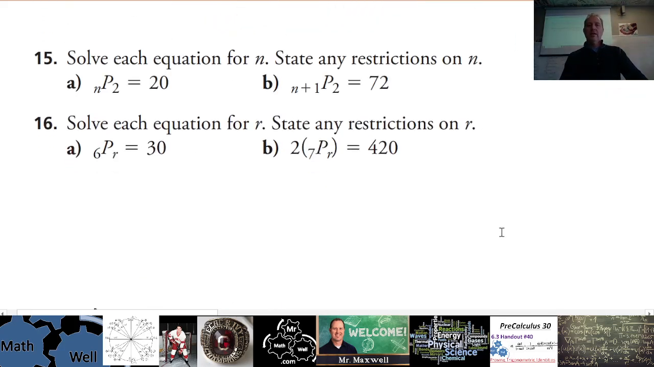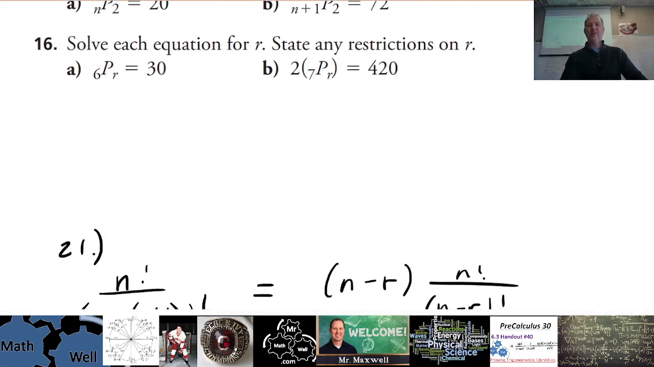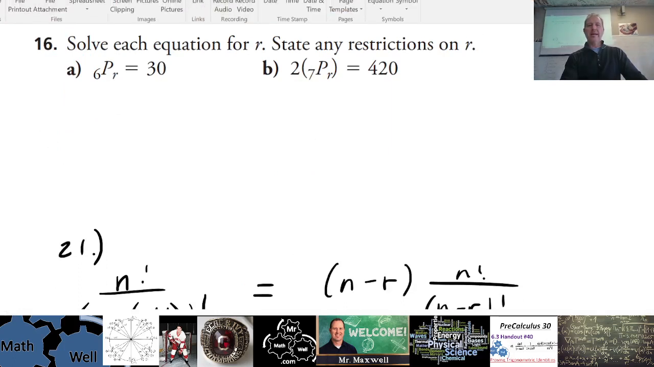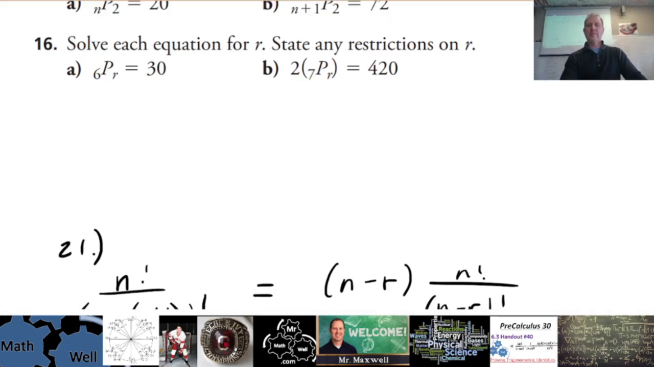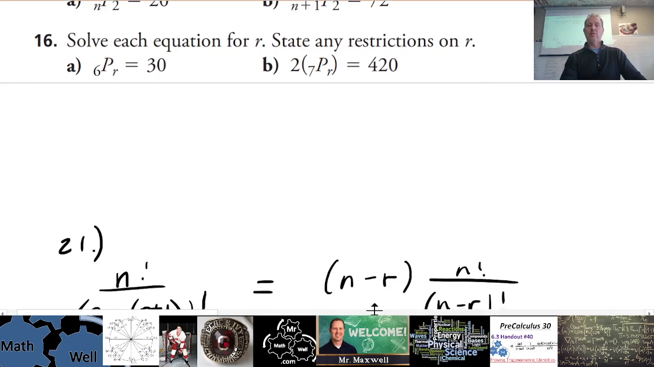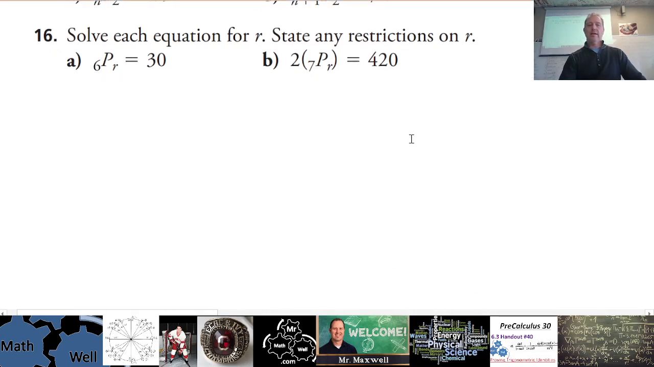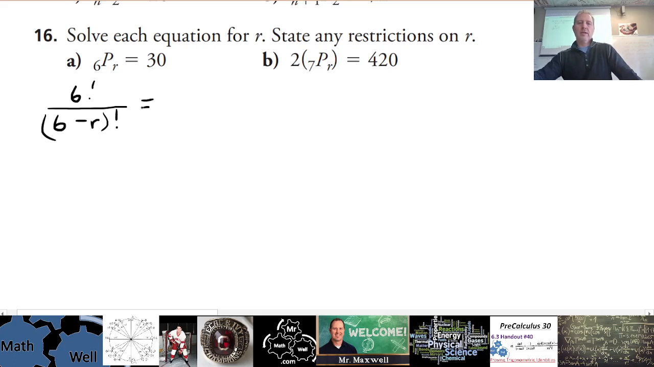So 16 down here, solve each equation for r. Now, solving for r might get a little bit tricky. You might have to do some guess and check, but you have an idea of what you're looking for. So let's see. 6 pick r equals 30. Using the formula, I'm going to go 6 factorial up top, and then 6 minus, well, I don't know what r is. Factorial equals 30.